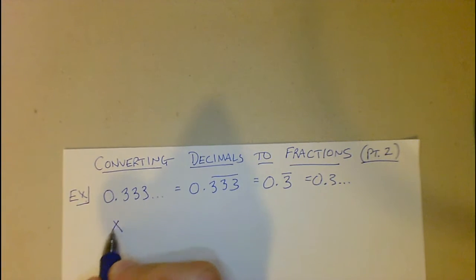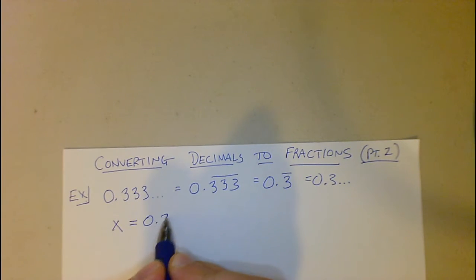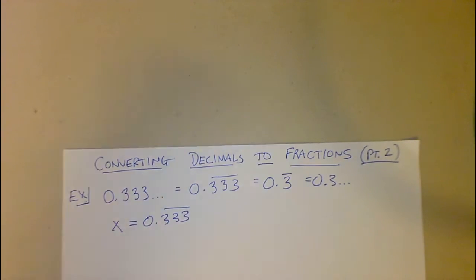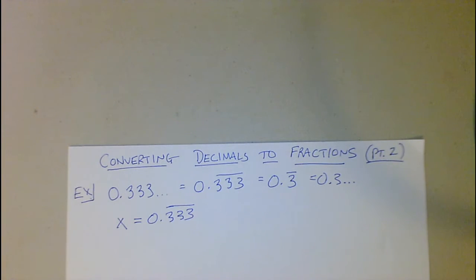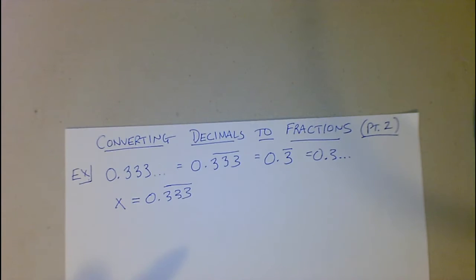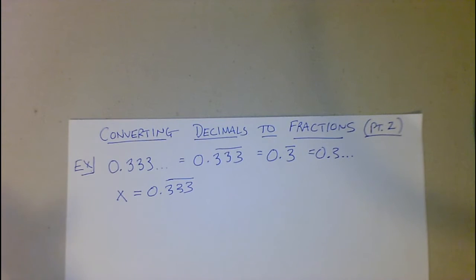So here's the thing. I'm going to call X equal to 0.333 repeating. That's X. It just stands for that number. Now it's not unknown. What I'm going to do is some fancy math tricks to see what the fraction representation might be of 0.3 repeating. Hopefully we all know that that's 1 over 3. When I do this process, I should get 1/3. Let's see if that's what we get.